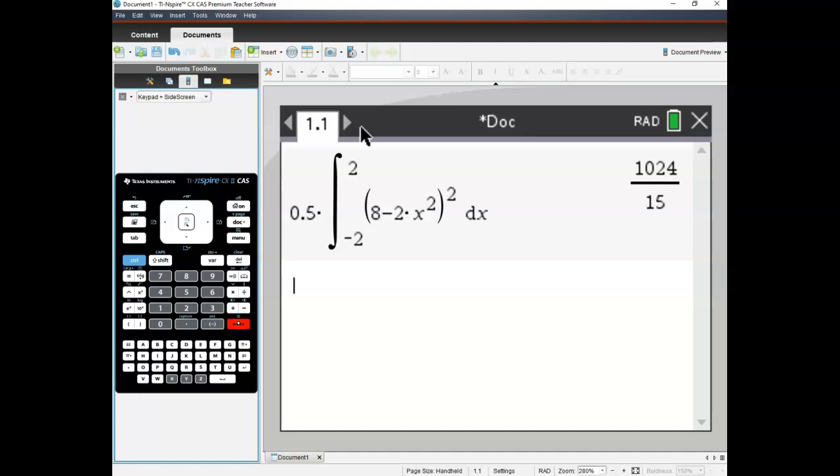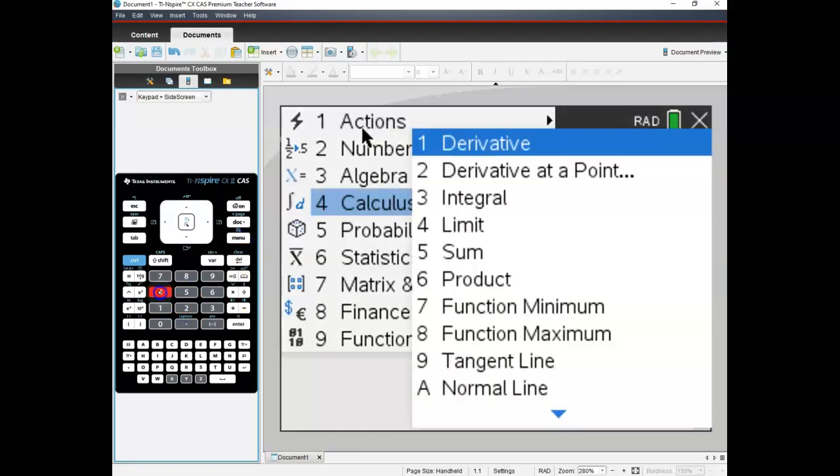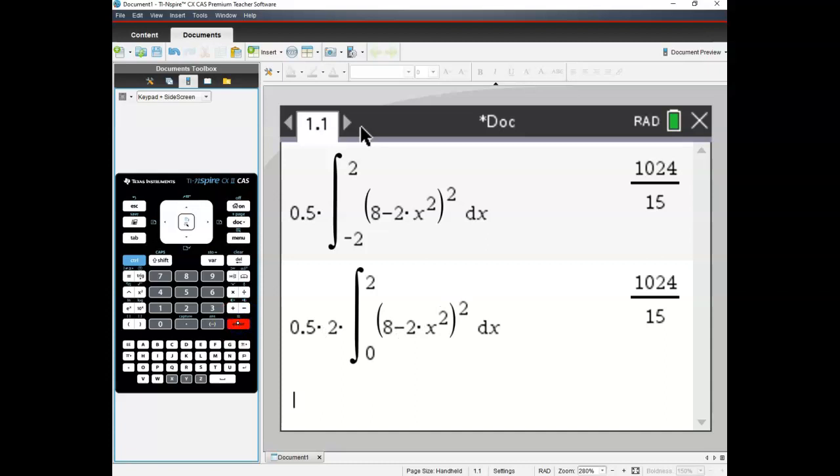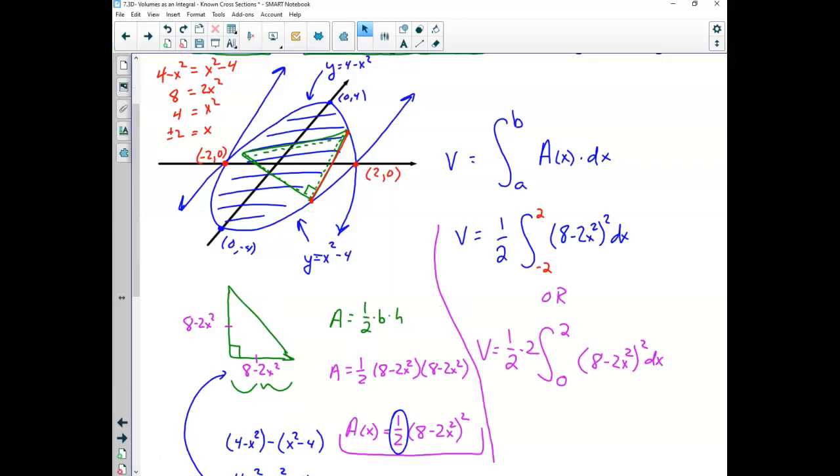Okay, I can see 1024 over 15, or I could also say I'm going to take 0.5 times 2 times my integral from 0 to 2 of (8 minus 2x squared) squared dx. This should give me the exact same thing, which is 1024. So that's what we're going to get down here.